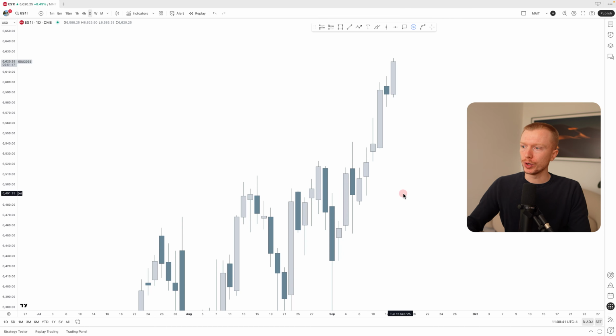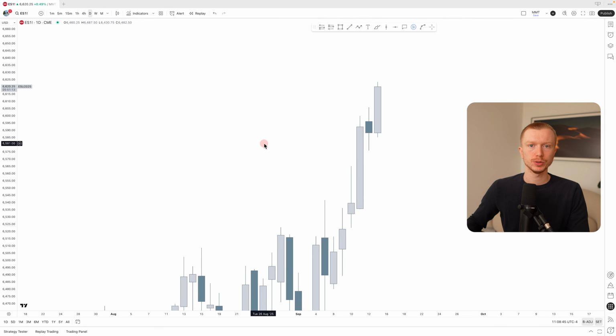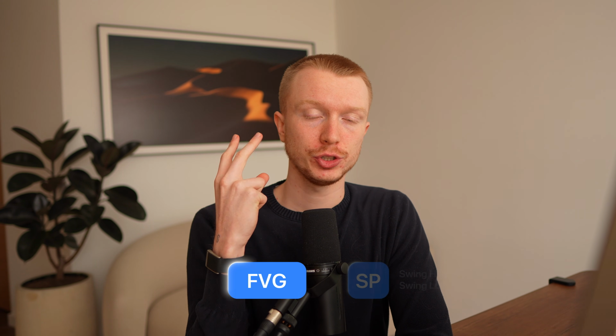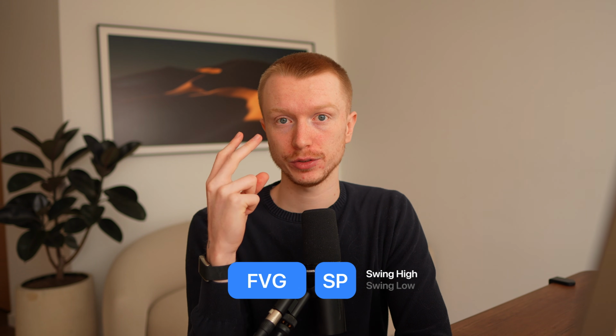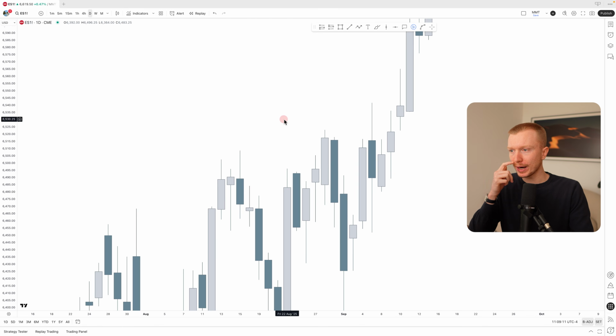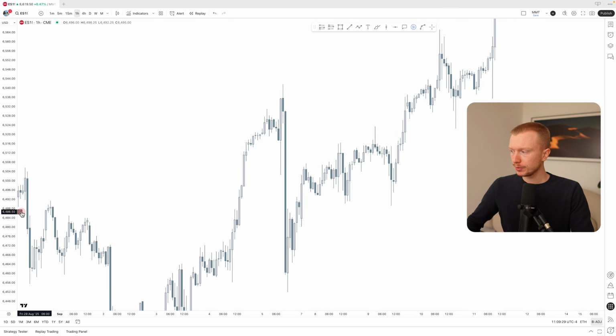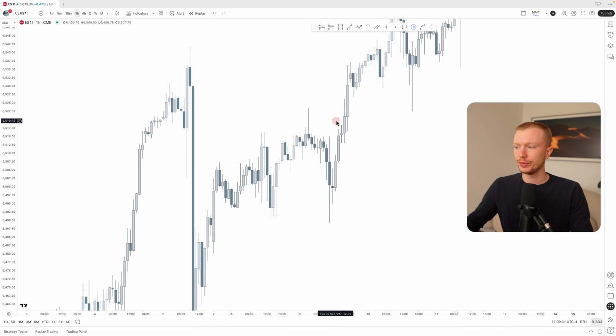Again, the whole story right here is about PD arrays. So daily bias a lot is also about PD arrays. Now we're going to narrow down our focus. We're just going to focus on fair value gaps and swing points, so swing highs and swing lows. The reason why these PD arrays are quite important to understand is because in price, what we see very often is that we continue higher, but we also continue lower because of these PD arrays.